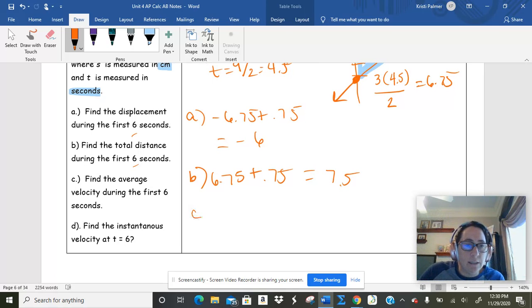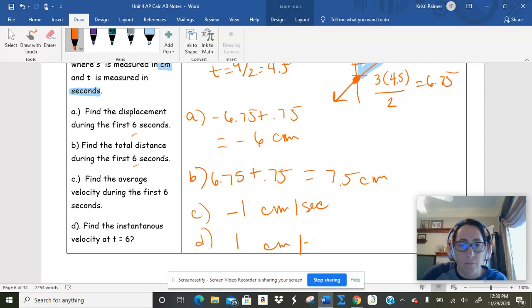Average velocity and instantaneous velocity. Go ahead and pause me and try those, and then see if you get what I get after you unpause. I probably should have been labeling, even though it didn't say it. Okay. And if you need help with C or D, let me know.